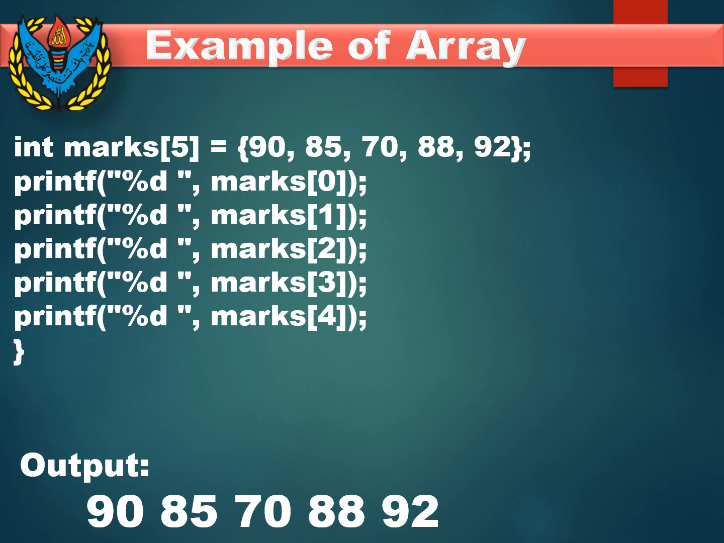Now the next statement, that is the printf statement. In the printf statements, we print the values. We take the output of the values which are stored in the array, that are 90, 85, 70, 88, 92. So it will print the output 90, 85, 70, 88, and 92. In this way, we can define an array and assign values to the array. The best way to fill and print an array is using loops. Loops are a very efficient way to fill and print an array. We can use a for loop for filling and printing an array.